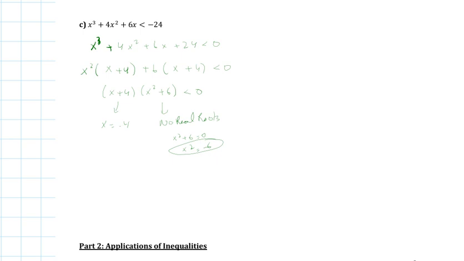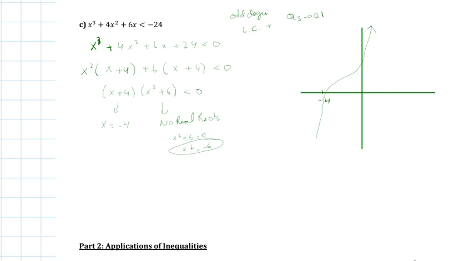Now let's graph it. What do we know? If this is -4 here, we know that this is a cubic, so odd degree, and we know that the leading coefficient is positive, so it's going to go from Q3 to Q1, and we only have 1 zero, so it's going to be something like this, maybe, where I only have 1 zero. It passes through that -4.